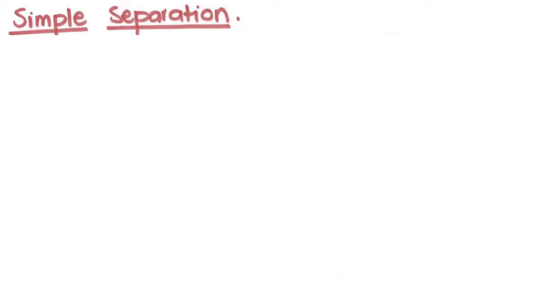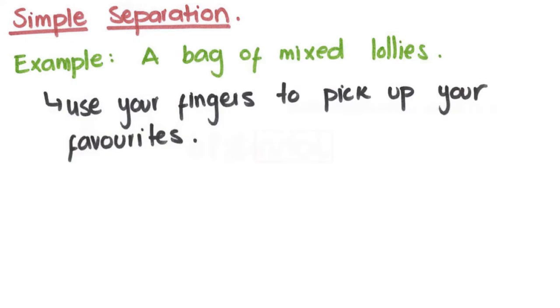Okay, so simple separation, it's very simple. The example that they give you in the book is quite clear. If you have a bag of mixed lollies and you use your fingers to pick up your favorite lollies, that's already you making a separation of a mixture. So don't think about mixtures only as being liquids and chemical things. It's anything that has two or more substances put together.